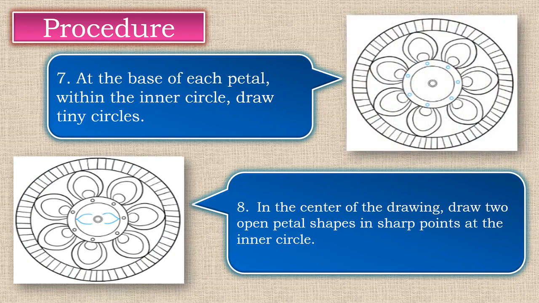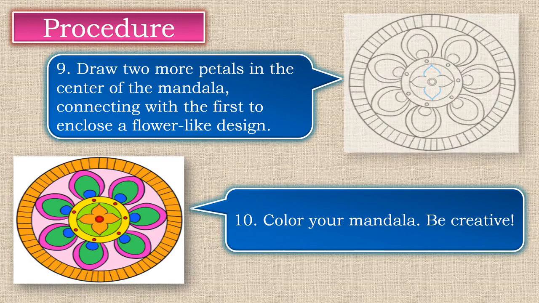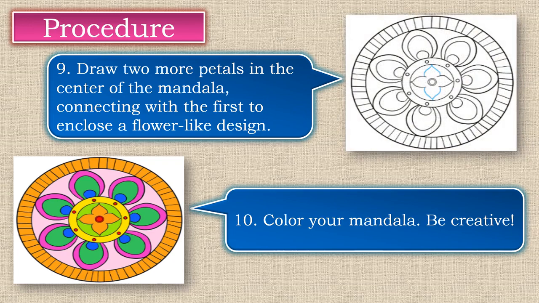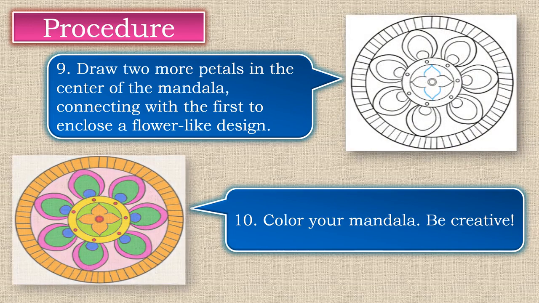Step 8. In the center of the drawing, draw 2 open petal shapes with sharp points at the inner circle. Step 9. Draw 2 more petals in the center of the mandala, connecting with the first to enclose a flower-like design. Last step, color your mandala. Be creative.